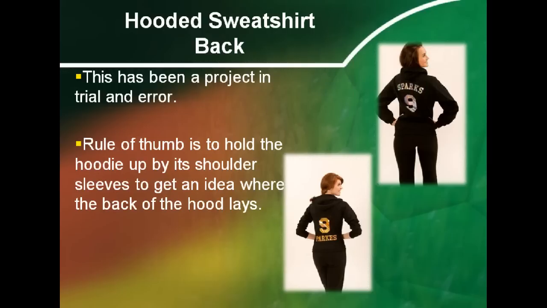So the best rule of thumb, in order to avoid that situation, which I've encountered more times than I'd like to impart to you, is that you actually hold the hoodie up by its shoulder sleeves and get the seams lined up. That top shoulder seam is lined up with the ceiling, so it's in line. That's a really good guideline of where that hoodie's going to lay once it's worn. And so then you can get an idea of where the back of the hood lays, and you'd want to apply underneath that, unless, of course, your customer required or asked for a different placement. But you always want to go just below that hood.